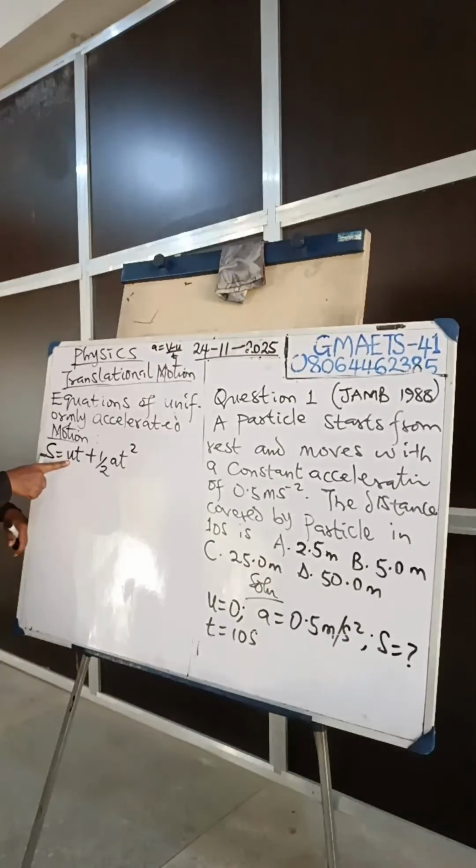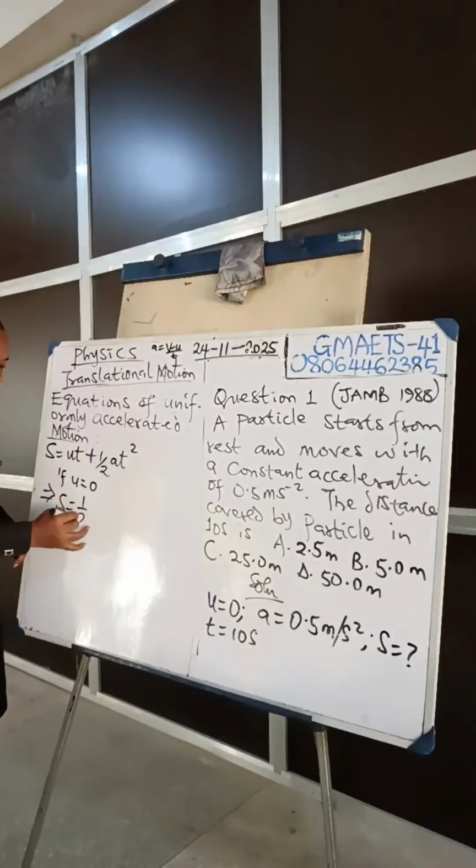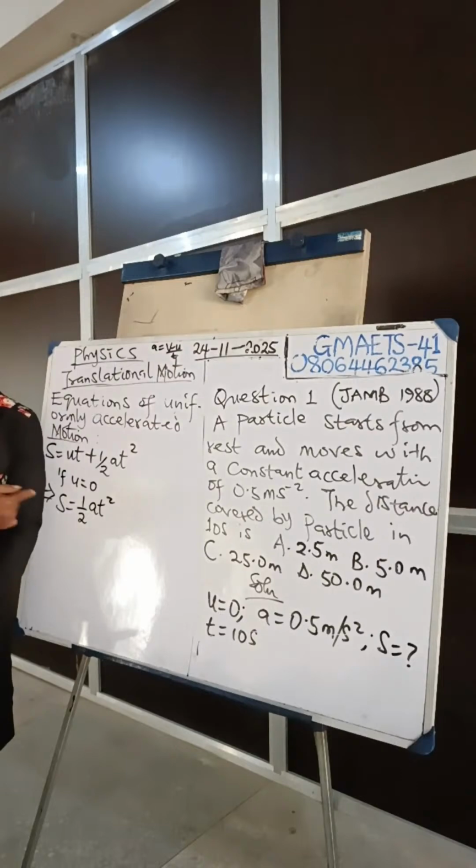Now, our U is what? What's the value of U? Now, let me show something. I don't want to substitute directly yet. If U is 0, because motion started from rest, it implies that our S will be equal to, if I fix 0 here, it will become 0 times what? T. 0 times T will give you what? So you now have 0 plus half AT squared. Is that not so? 0 plus anything will give you that thing. So can I write this equation as S equal to 1 over 2 AT squared? Can I write it that way? Yes.